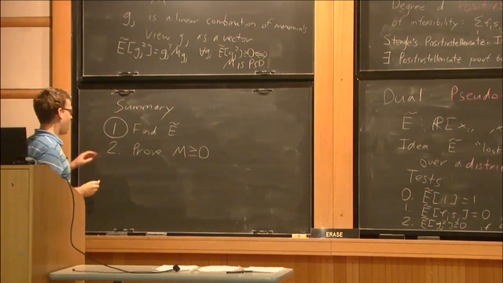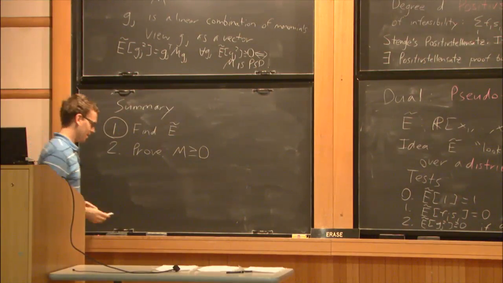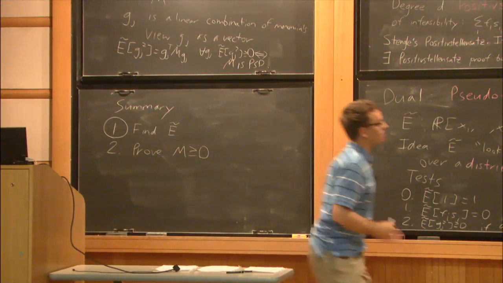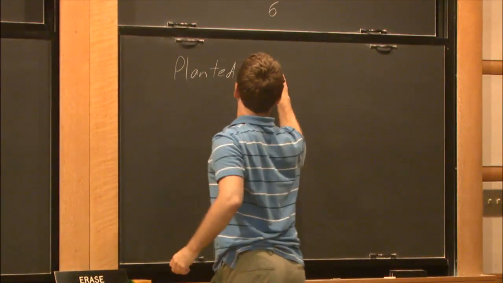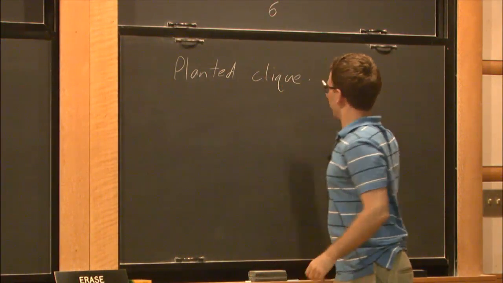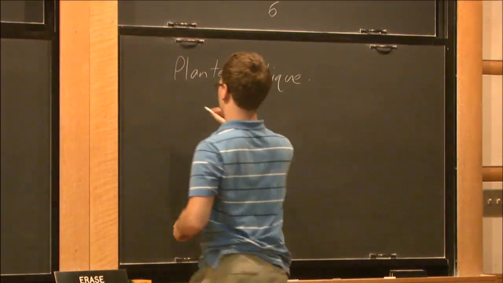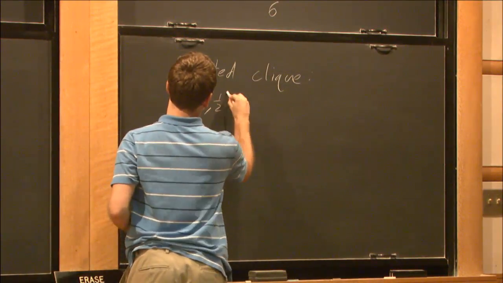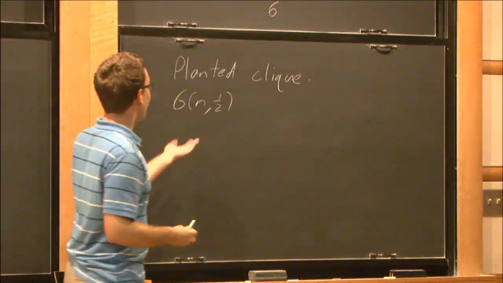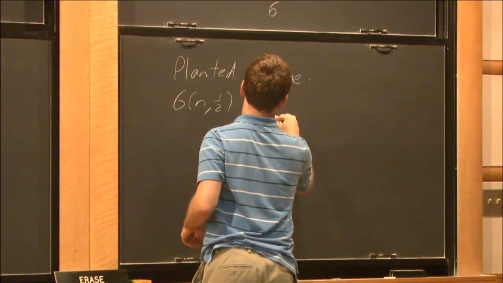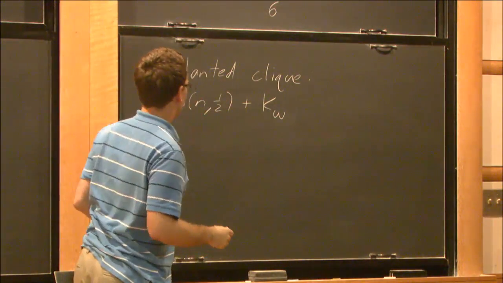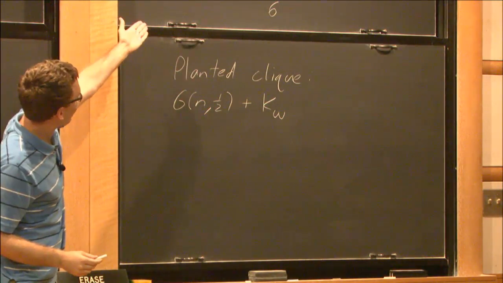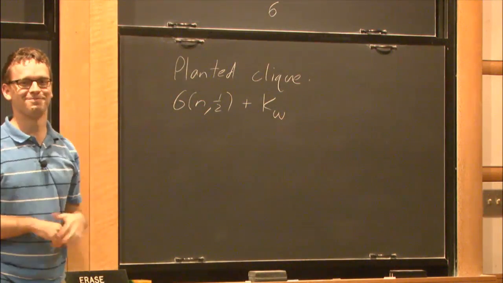And in my remaining time, I'll talk about the first part, in the context of planted Clique. So in the planted Clique problem, we start with an Erdős-Rényi random graph where each edge is there or not there with probability 1/2. And then we add a clique of size omega by picking omega vertices at random and making them all adjacent to each other. And then the question is, let's say I give you such a graph. Can you find the planted clique?